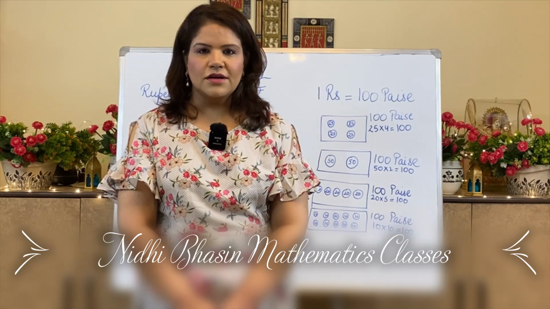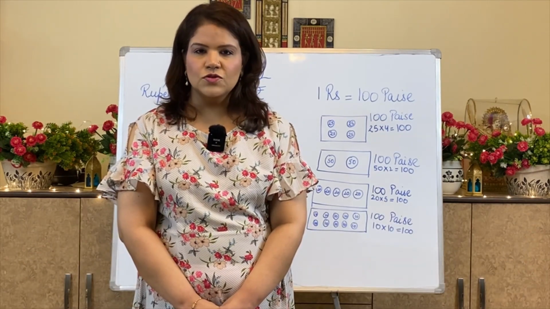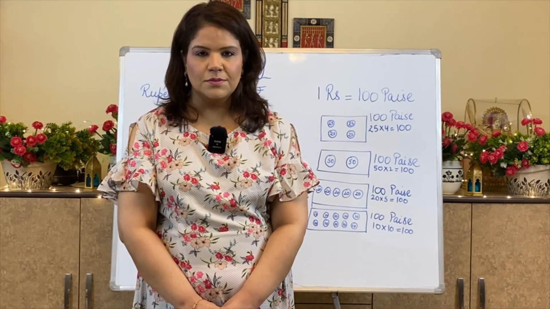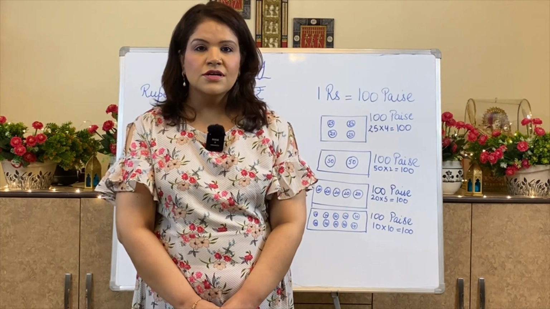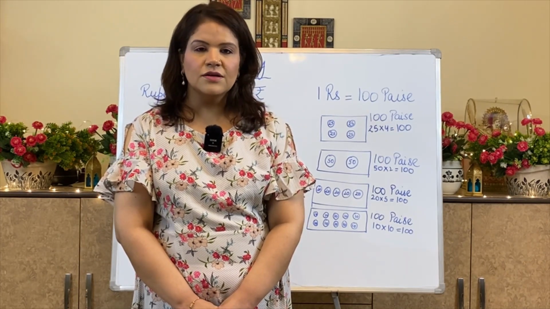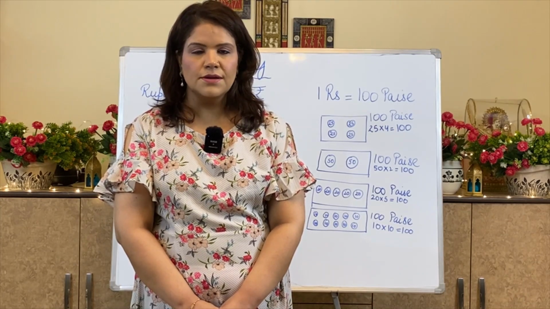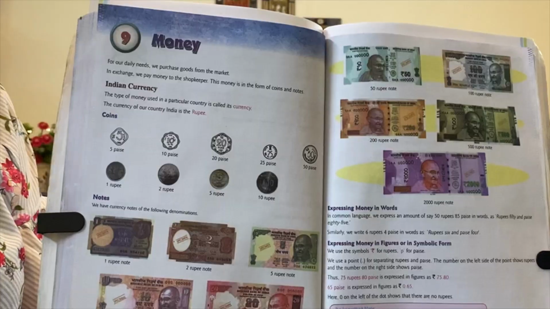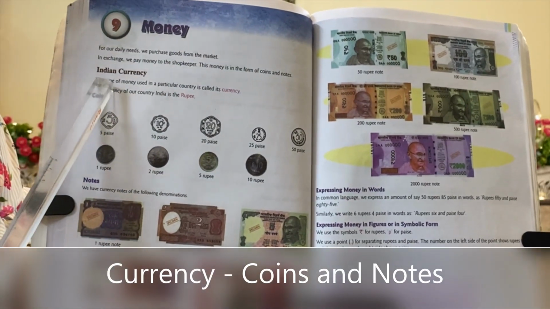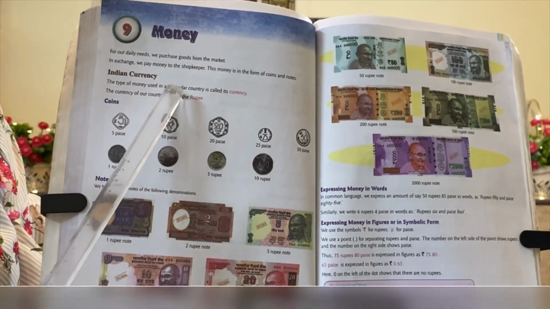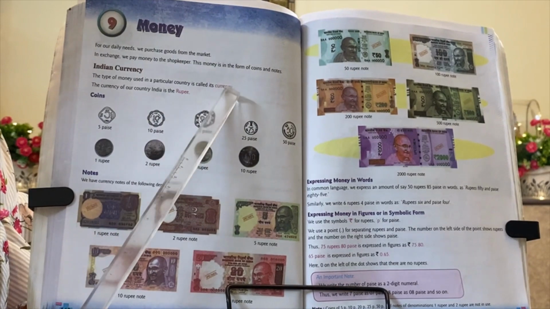When we go to the market to purchase goods, what do we have to do? We have to give money to them in exchange for goods. So in this video, I am going to talk about money in the form of notes and coins, and their symbols. So let's get started. In our country, the type of money used in a particular country is called its currency.